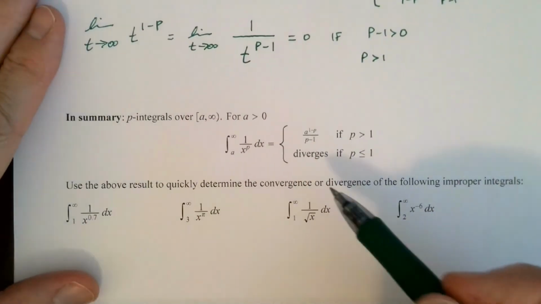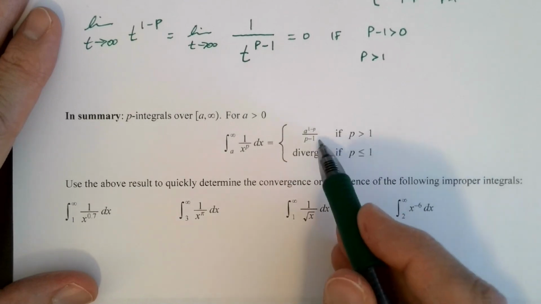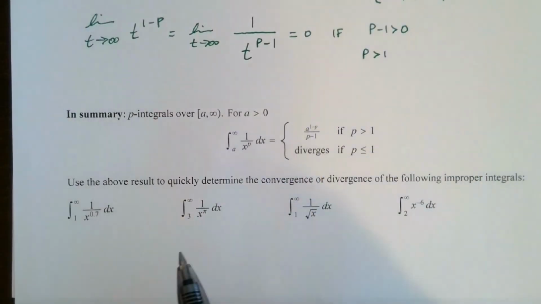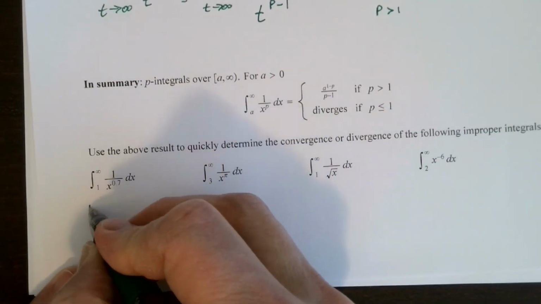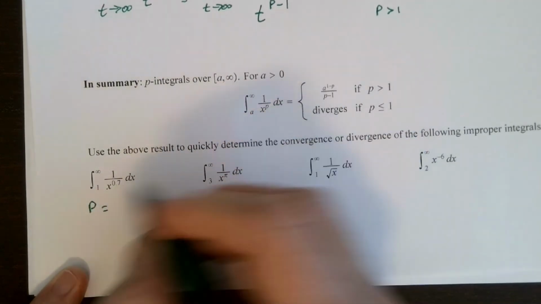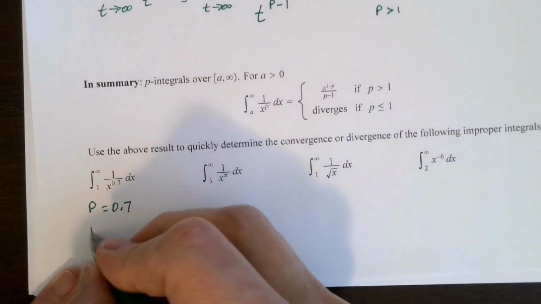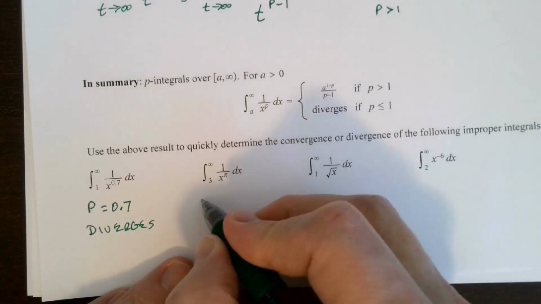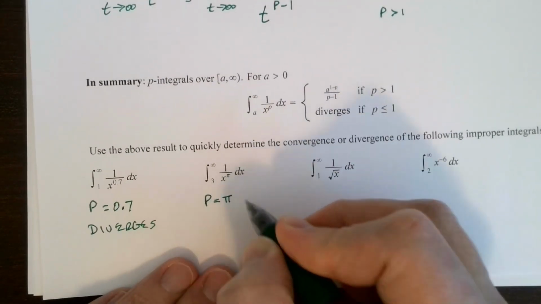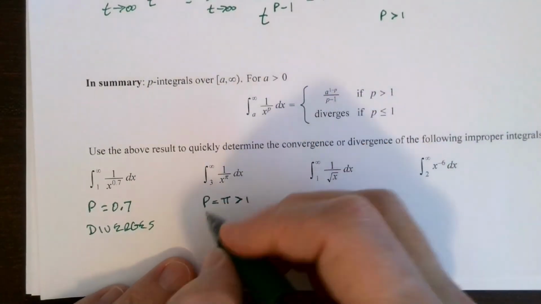In fact, we can quickly do some integrals now just by looking at the value of p. Remember, it's 1 over x to the p. If p is greater than 1, it's going to converge. If p is less than or equal to 1, it's going to diverge. So let's take a look at a couple of cases. What's the value of p in this case? 0.7, right? Which is indeed less than or equal to 1, so this diverges. What's the value of p here? It's pi, right? Pi is 3.14, which is greater than 1, so this converges.